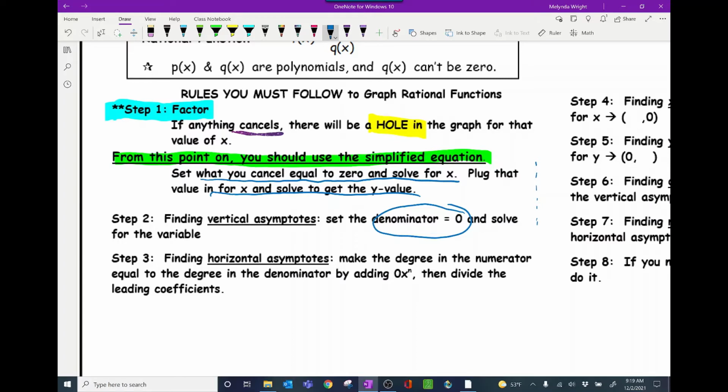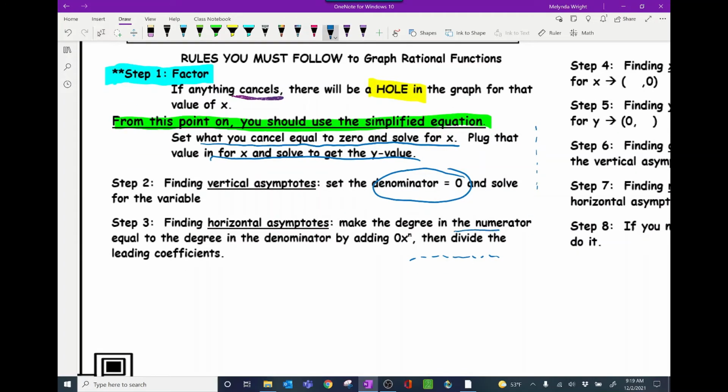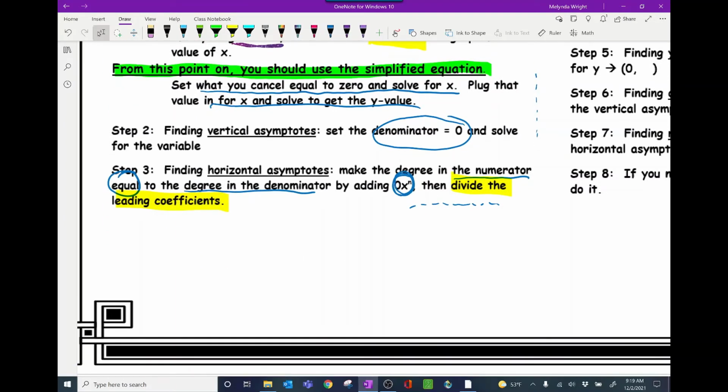Horizontal asymptotes are a horizontal dotted line. For horizontal asymptotes, we're going to make the degree in the numerator equal to the degree in the denominator. And if it isn't that way already, then we're going to add a 0 term in and make that happen. And then our last step is to divide the leading coefficients. So let me give you some examples of that. Let's do a couple of examples.